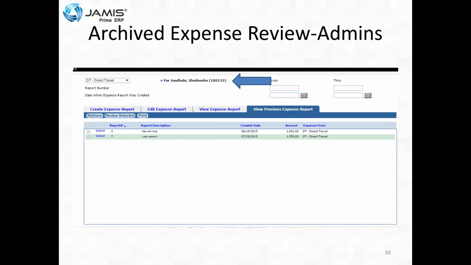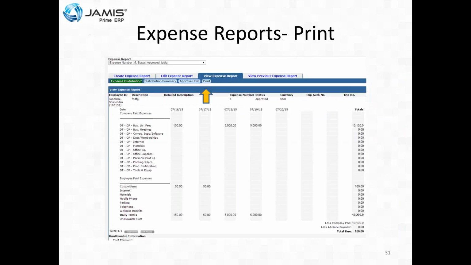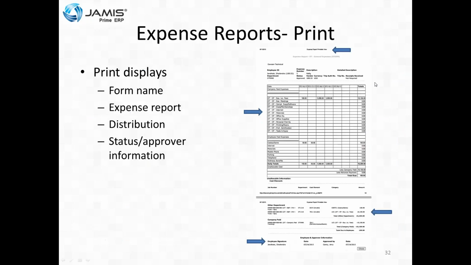The only thing I want to emphasize is you cannot change it. Okay? If for some reason you need to print your expense reports, regardless of what the status is, this particular one is approved, all you have to do is click on the print and it will produce a report.